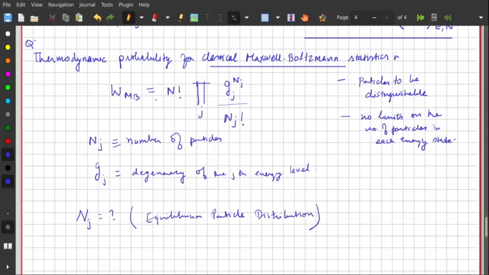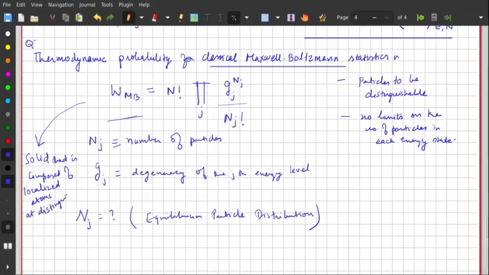Okay, so this kind of statistics, you can think about an example of this in a more practical sense. So a solid that is composed of localized atoms at distinguishable lattice sites. Distinguishable lattice sites. So that's a practical example of where the statistics could be handy.